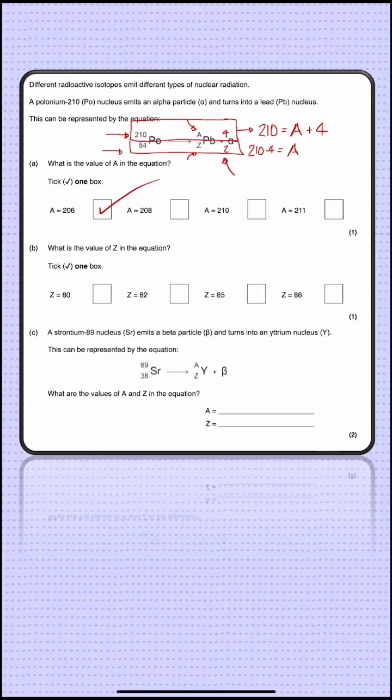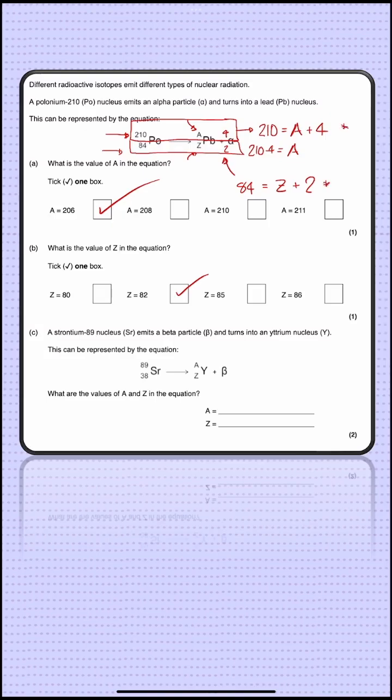Write another equation here. So 84 is equal to z plus 2. So we can minus 2 from 84, and that's going to give us 82. Yep, well done guys, 82 is the answer for that. So remember, for these nuclear equations, just separate the top part and the bottom part, and just think of them as two separate equations, just like here and here.